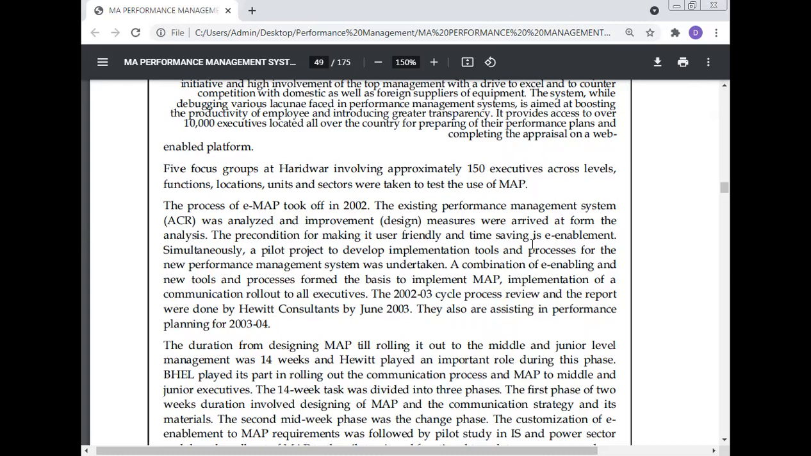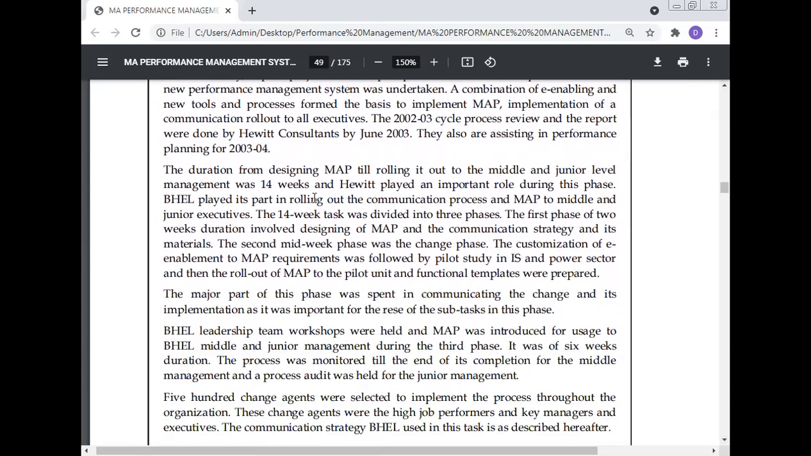Implementation of a communication rollout to all executives. The 2002-3 cycle process review and report were done by the Hewitt consultants by June 2003. They are also assisting in the performance planning for 2003-4. The duration from designing EMAP till rolling it out to the middle and junior level management was 14 weeks, and Hewitt played an important role during this phase. BHEL played its part in rolling out the communications process and EMAP to middle and junior executives.